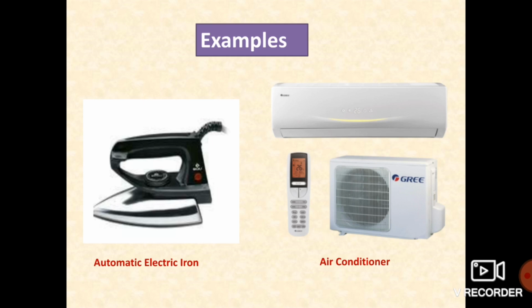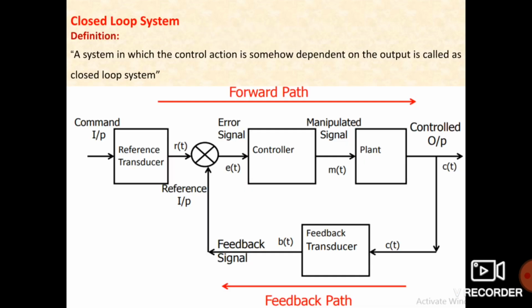So in a closed loop control system, there is a control action on the input. What do we mean by a closed loop system? A system in which the control action is somehow dependent on the output.